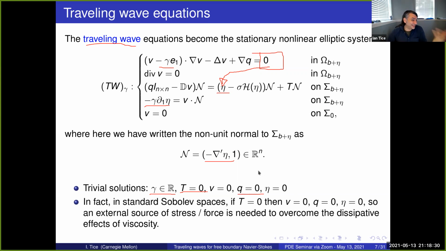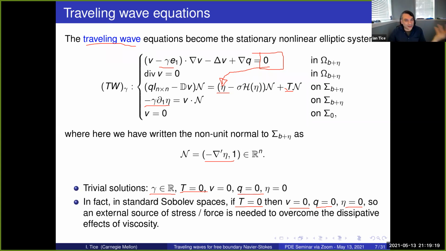In fact, this is not a surprise, because if you assume that our solution lives in standard Sobolev spaces and you posit that there is no source of external stress, so that T is equal to 0, then you can do an energy estimate on this system of equations, and you'll find via a fairly simple argument that the velocity is equal to 0, the pressure is 0, and the fluid is completely flat, so that the free surface function is equal to 0. And what that tells us is that if we want to produce a non-trivial traveling wave solution, we have to have an external source of stress or force. In particular, we need something like T here in order to overcome the dissipative effects of viscosity.